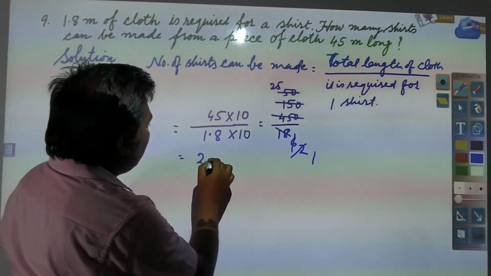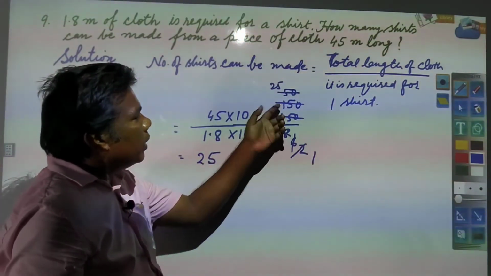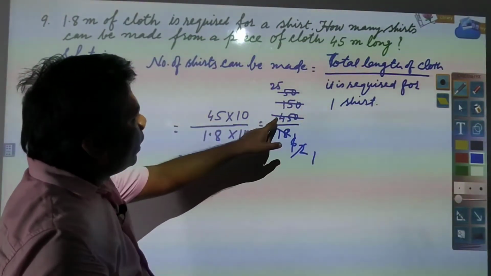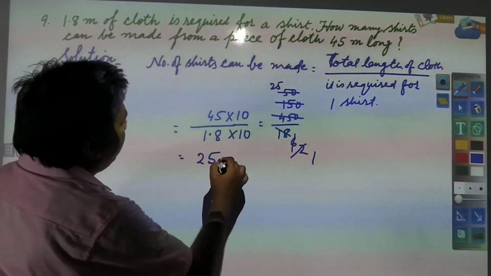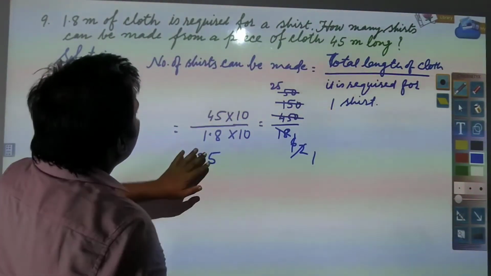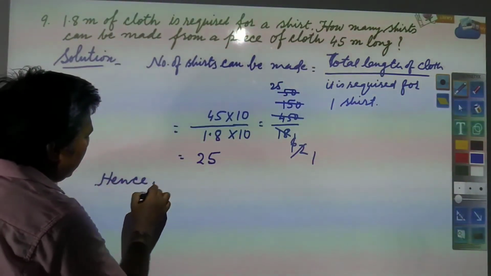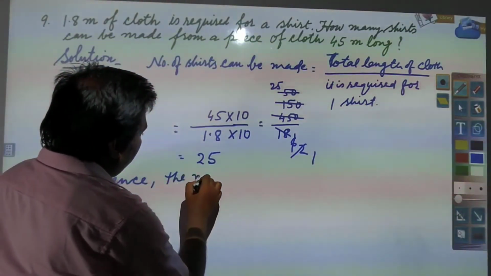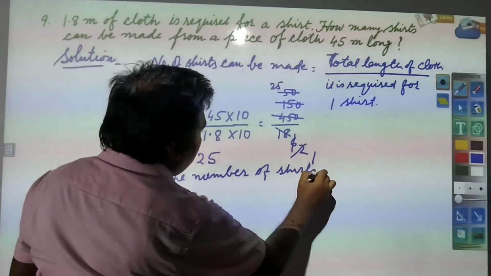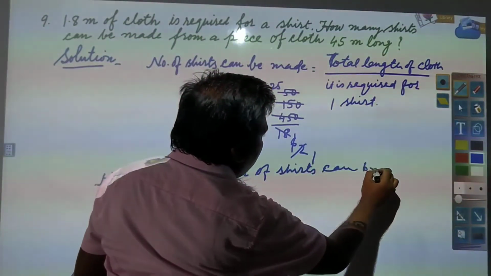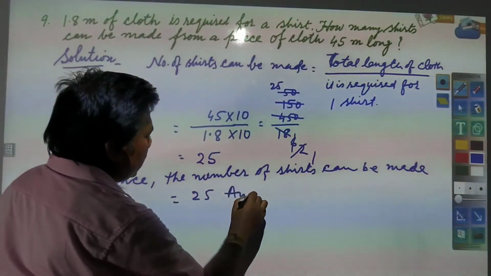So you have got 25, or you can divide also. If you face any difficulty in cancelling, you can directly divide 450 by 18. So you will get 25. So the number of shirts will be 25, you need to write. So hence your answer will be, the number of shirts that can be made will be equal to 25, and this will be your answer.